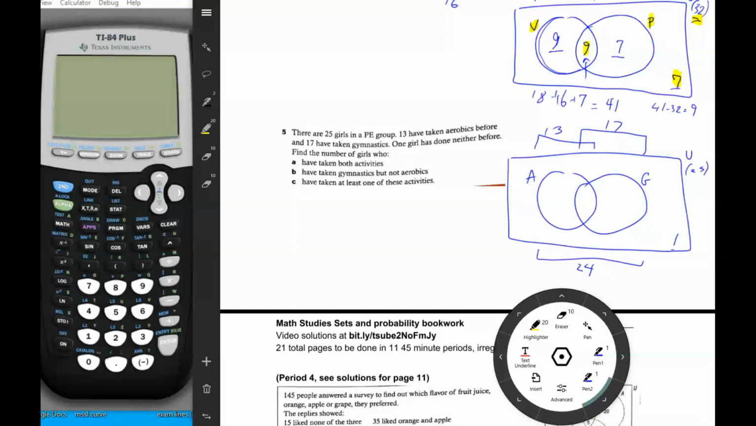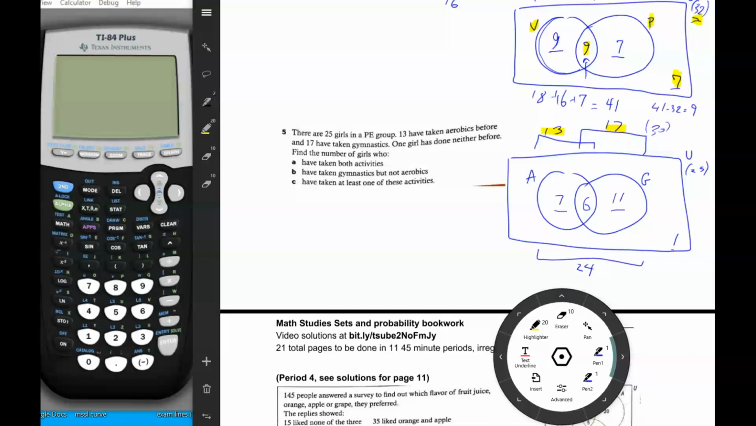Now I'm going to compare 13 plus 17 with 24. Okay, so 13 plus 17 is equal to 30, right? And 24 is 6 less than 30. So there's 6 extra being counted because this overlapped area has 6 in it. So I'm going to put 6 here in the overlapped area. And then that allows me to figure out that this is 7. And allows me to figure out that this is 11.